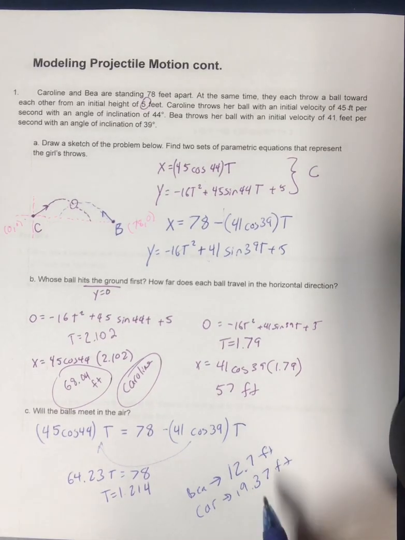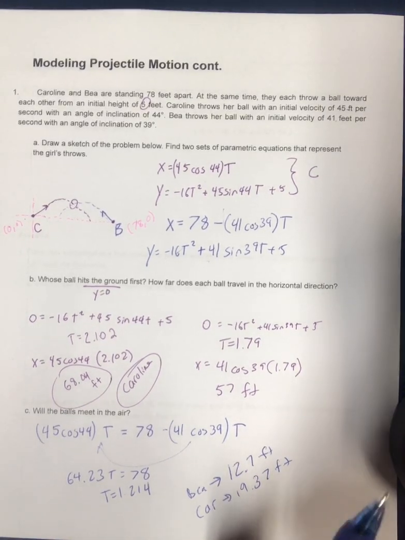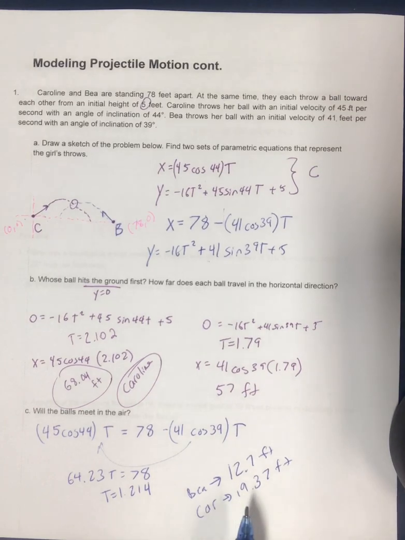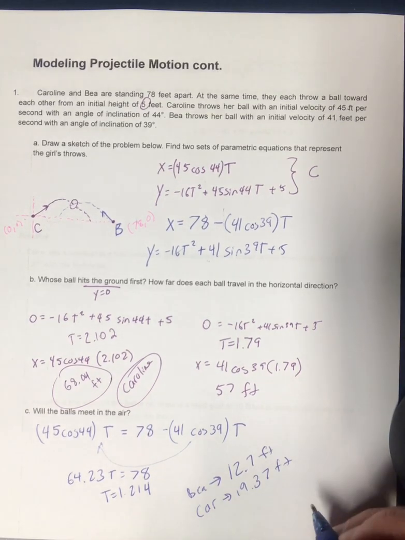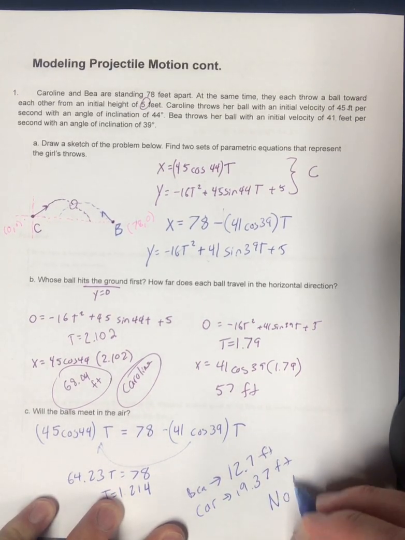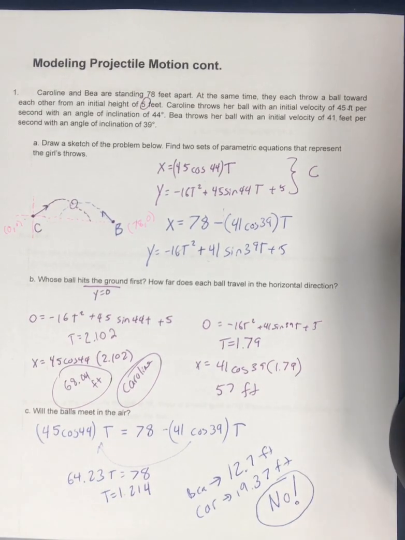So when these balls are directly on top of each other, they have the same x value. Looks like Caroline's is almost 7 feet taller than Bea's, so they definitely do not cross. The answer is definitely no. Now, if these are really close, like within a couple inches, the answer would be yes, because the baseball itself has a certain diameter, so if they're close, you could just use your best judgment call. But baseballs are certainly not 7 feet in diameter, so these will not hit each other. Get ready for video 2.